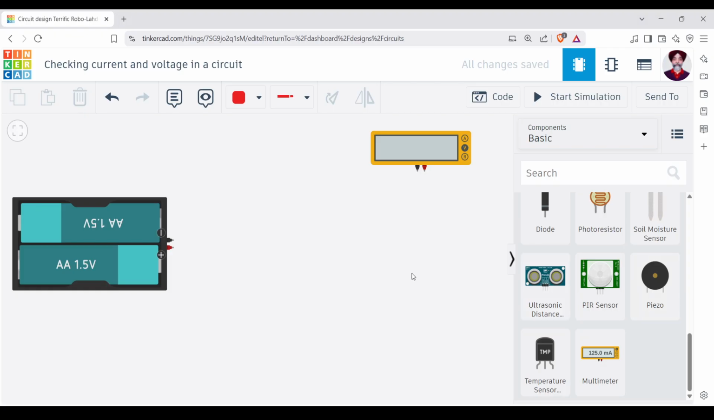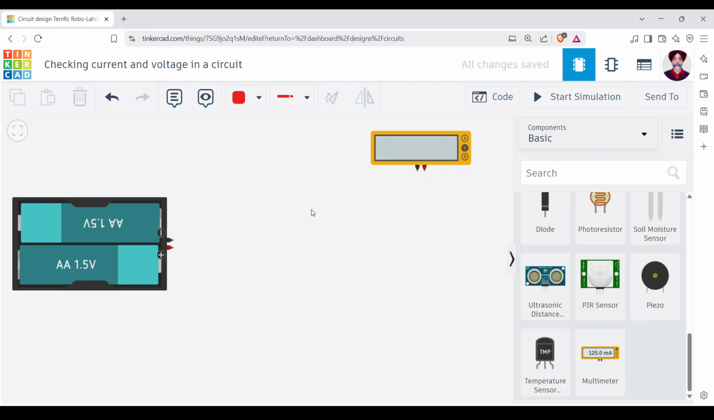Today we will learn how to check current and voltage in a circuit. You know what voltage and current is. We have done that. Voltage is the pressure with which the electrons are moving inside the circuit, and current is the quantity of electrons that are moving in the circuit.